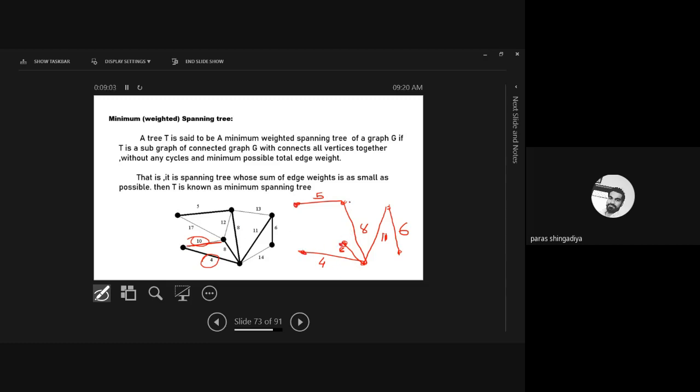Okay, minimum total possible weight. And if we consider the total, total means total minimum weight, that will be 4 plus 5 plus 6 plus 8 plus 8 plus 11. Clear? And you will get the minimum total weight because we consider such edges whose weight is minimum. Okay, and based on that criteria, we create a spanning tree. So now that is called a minimum weighted spanning tree.